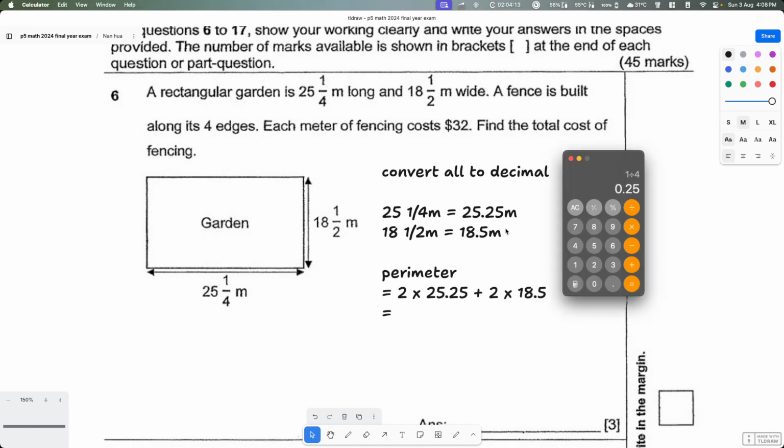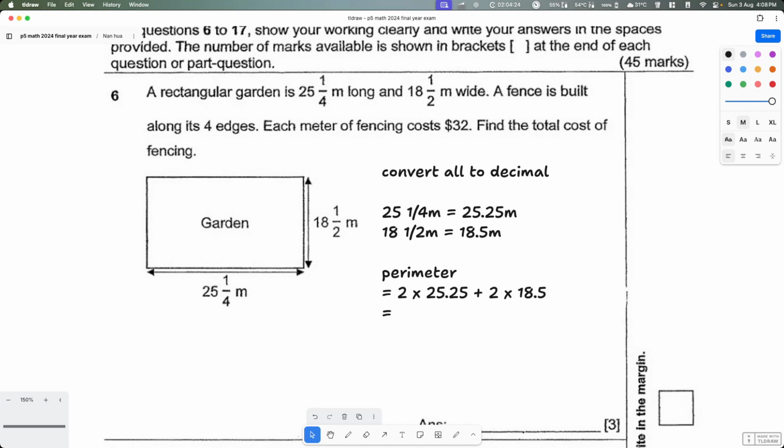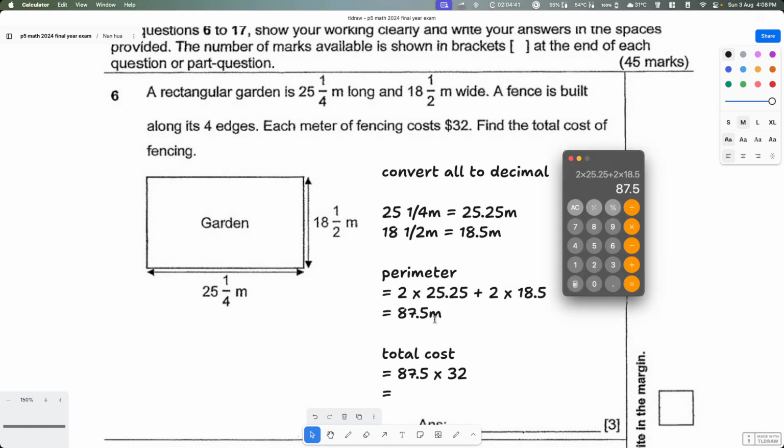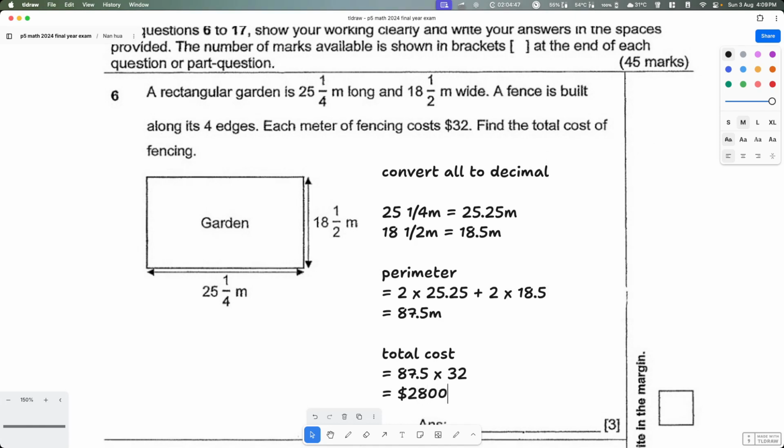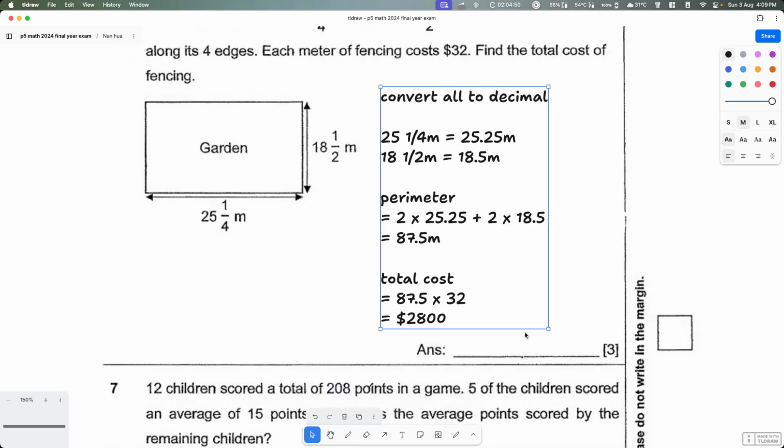Let's go to the calculator. 2 multiplied by 25.25 plus 2 multiplied by 18.5. This will give us 87.5 meters. So total cost, since it's just 1 meter each, is 87.5 multiplied by 32, and this will give us $2,800. That's the answer. $2,800. There you go.